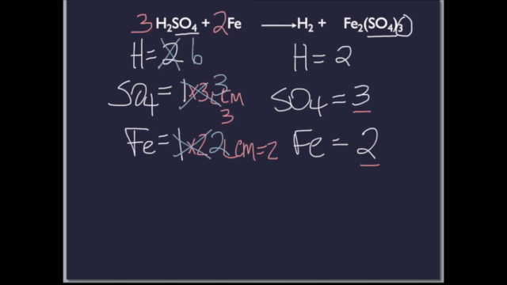Looks like the only thing left that's not balanced is the hydrogen. The least common multiple here is 6. I already have 6 on the reactant side. I need to multiply this by 3 to get 6 on the product side. So I put a 3 in front of the chemical formula containing the hydrogen. Perform a new atom inventory. This is the only thing that I changed, so that's the only thing I really need to count. I now have 6 hydrogens there. And voila, the hydrogens, the sulfates, and the iron are now all balanced.